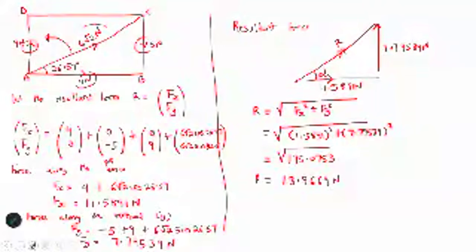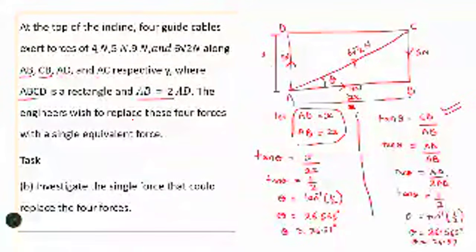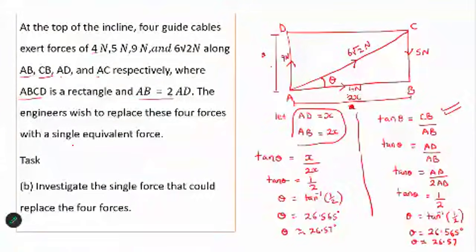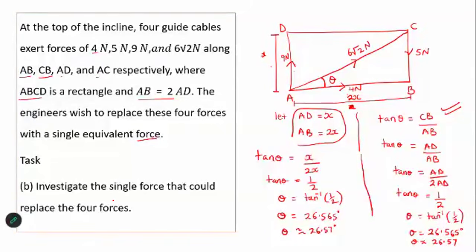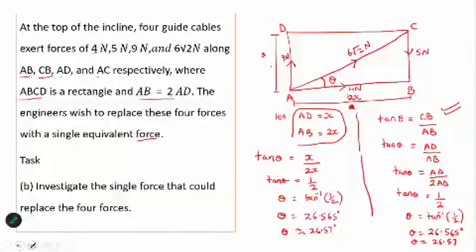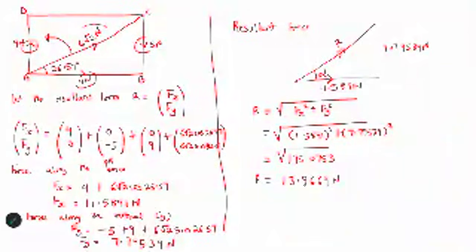Then I want to go back. They told us the engineers wish to replace these four forces with a single equivalent force. Now that is the single equivalent force. However, because they have told you a force, a force is a vector quantity. So when you are giving the answer, you do not only give the resultant, but also give the direction it's going to take on.